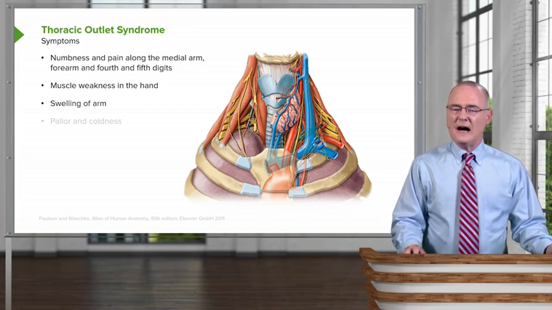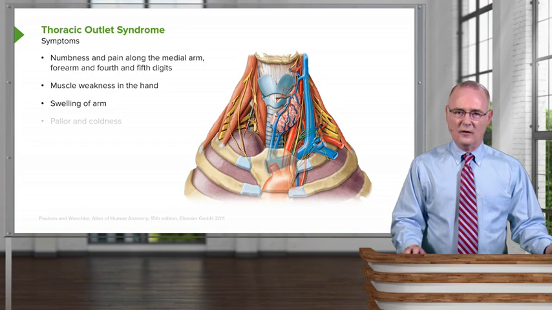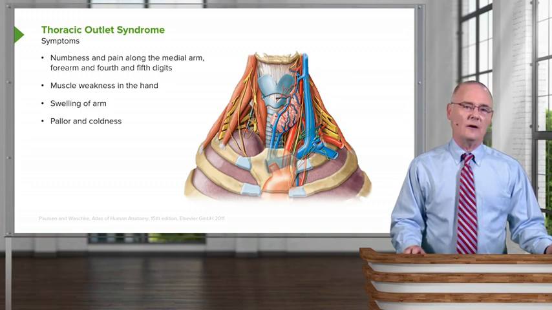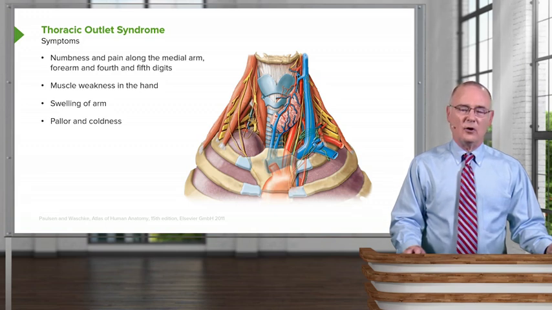It's also possible if there's involvement of the subclavian vein that you would decrease venous return to the heart. If that were to occur, then you would have swelling of the arm due to that insufficient venous return. And then the last potential symptom would be due to involvement of the subclavian artery. So if it becomes compressed, narrowed, stenotic, then that can lead to pallor and coldness of the upper extremity.